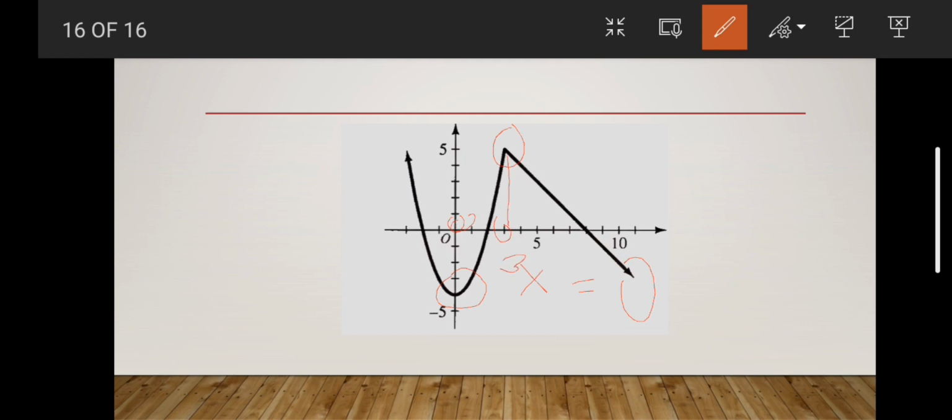So that's how we get the relative minimum value and the relative maximum value by using the first derivative test. That could be all.